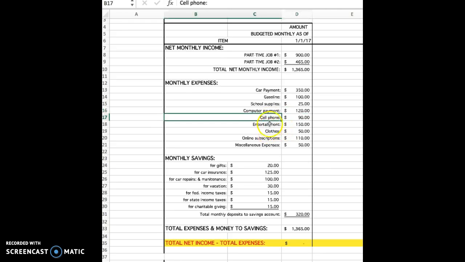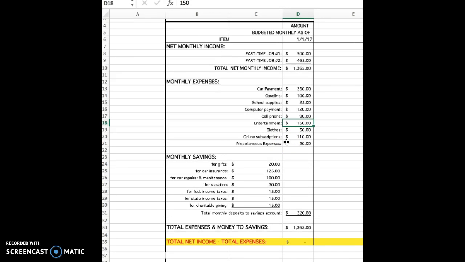He's got a cell phone, or she does. There's also entertainment factored in. So this person is expecting to pay $150 every month for entertainment, whatever that might be. Movies, dinner out, whatever it might be. So entertainment ends up being budgeted. There's a budget for clothes, 50 a month, online subscriptions for Netflix or whatever, $110 a month, and miscellaneous. So there may be some other odd things that come up that are unexpected, and the budget allows $50 a month for that. So you have income, and you have a bunch of expenses.